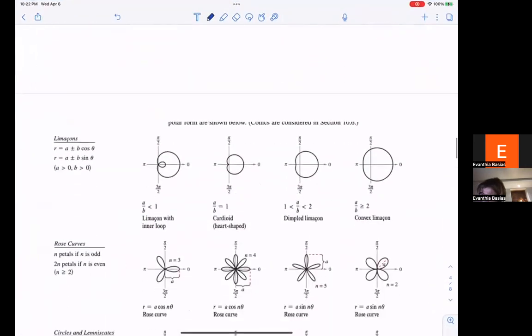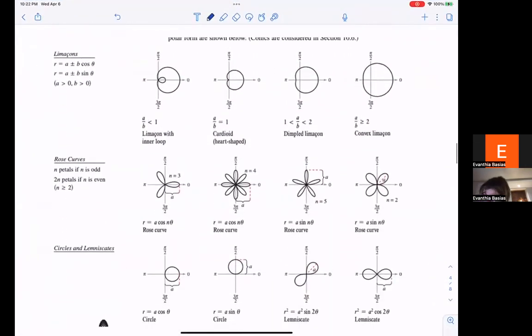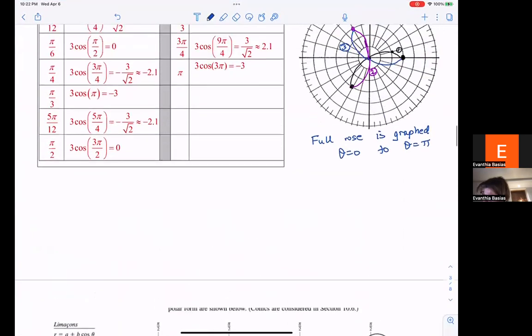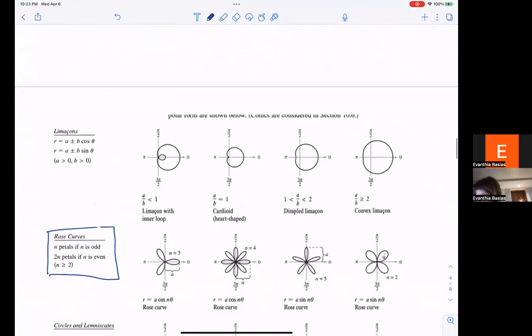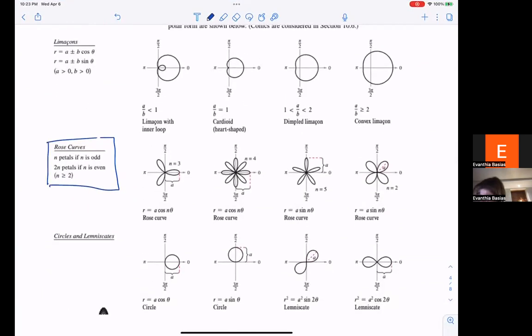Okay. All right, now other polar curves we should be, well, we just did this. Rose curves. And remember, if we go back to this rose, cosine, any polar equation with cosine is symmetric with respect to the x-axis. And anything with sine is symmetric with respect to the y-axis. Okay, so this rose, if we fold it along the x-axis, it would overlap itself.